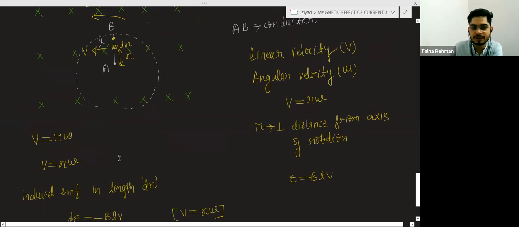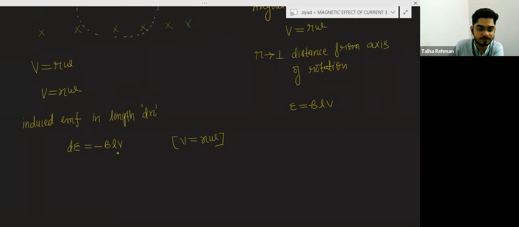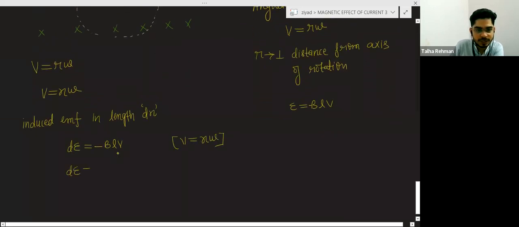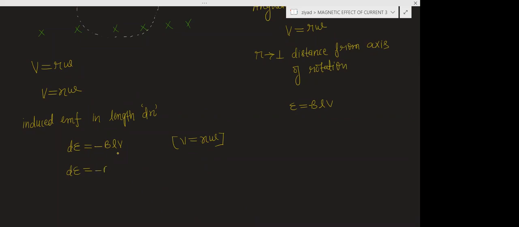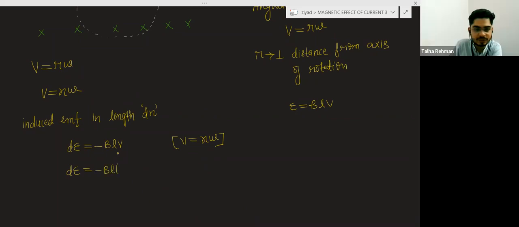I have written it here. Now put x into omega here. So this dE is the small EMF in the wire for the length dx. This is minus B into V into dx, that is, x into omega. Now we have done the physics part.